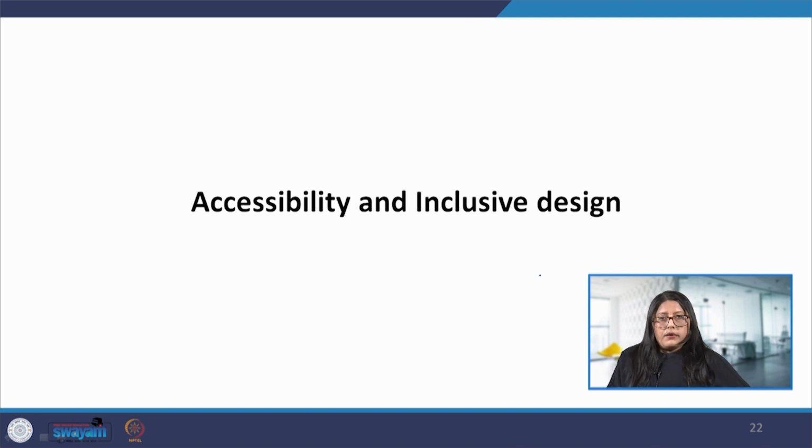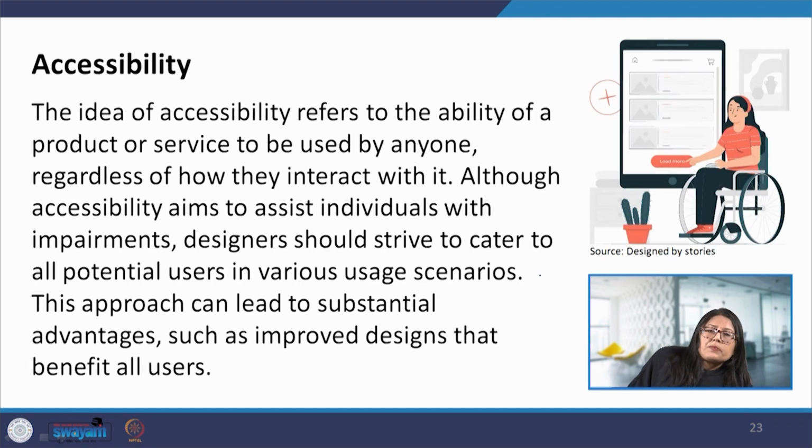Now, accessibility and inclusive design. So, this is a very important aspect when we are designing, because we have already talked about the different user goals, the usability and the user experience as well, and how the designers need to cater to the needs of all types of people. Now, accessible design focuses on creating products, services, or environments that can be easily accessed, understood, and used by individuals with impairments.